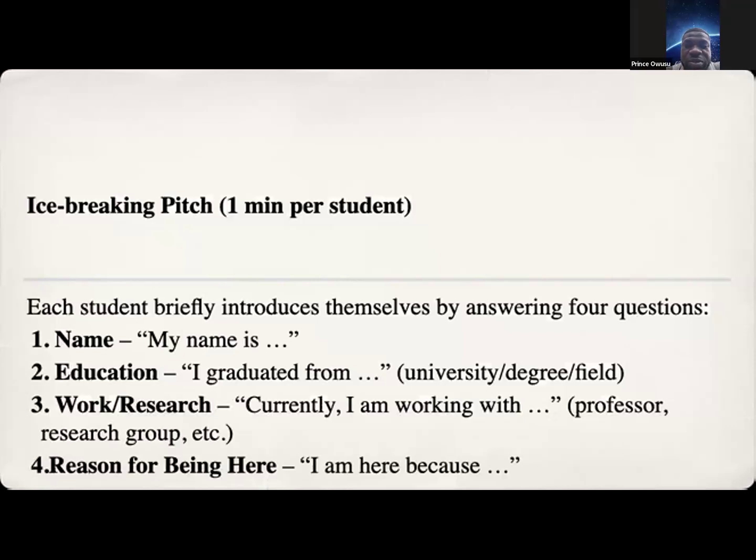Okay, my name is Prince Owusu. I graduated from the University of Education in Ghana. I major in integrated science and minor in chemistry. I'm currently working under Professor Sarawut in polymer science, polymer engineering. I'm here to learn more about optimization and its application in chemical engineering processes.